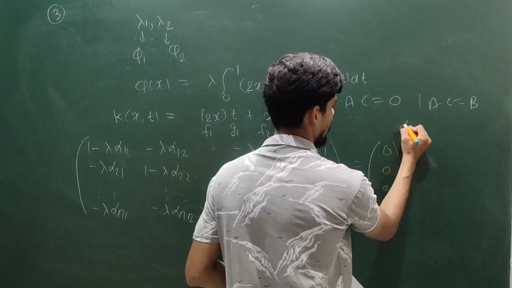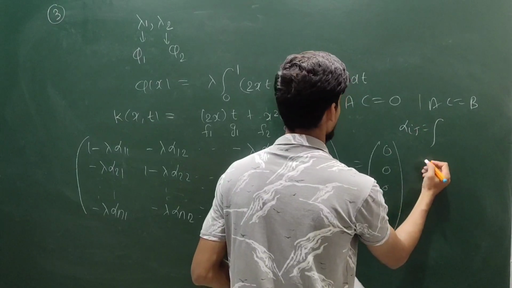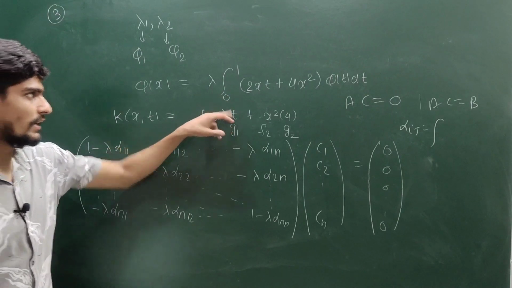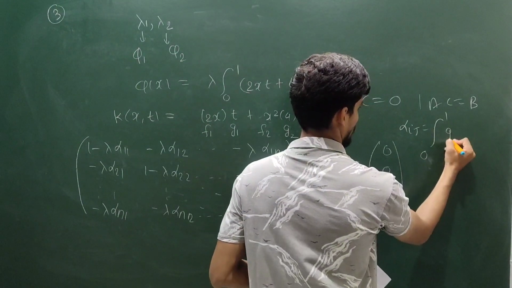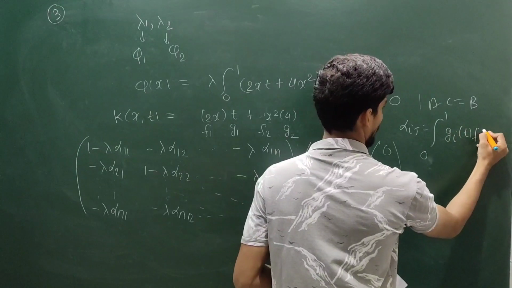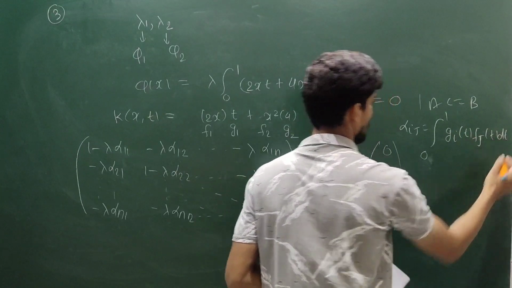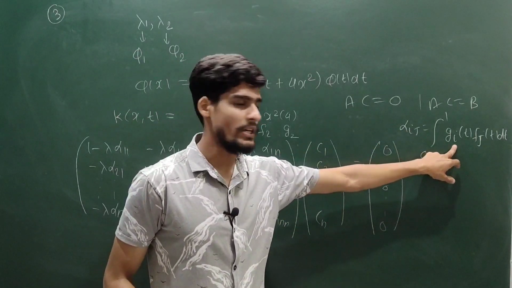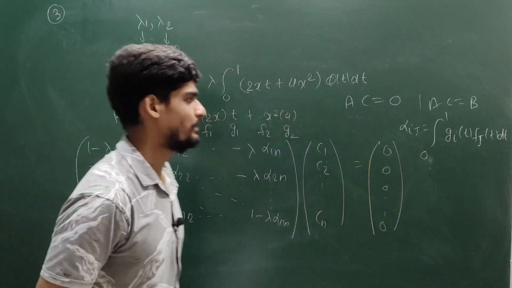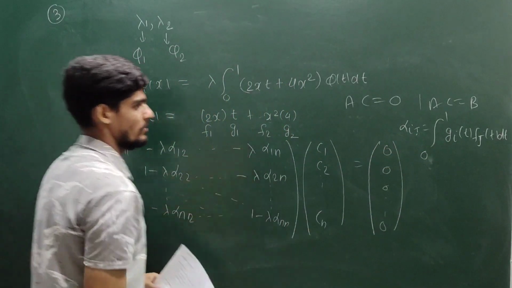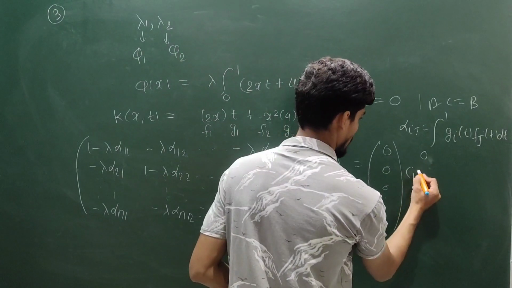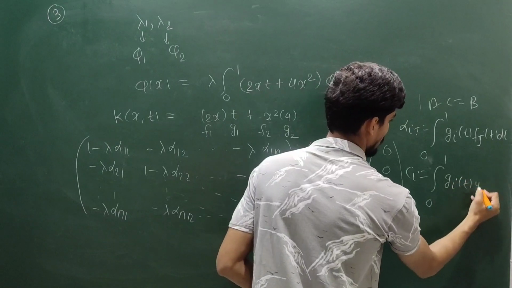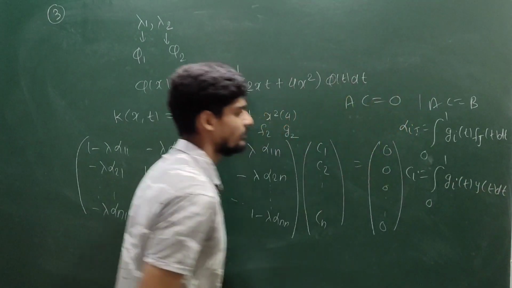So your alpha ij is given by the integral 0 to 1 of gi(t) fj(t) dt. For remembering this formula, the first subscript of alpha will be changing through g and the second subscript will be changing through f, where fi, gi are from this. And your ci is given by the integral 0 to 1 of gi(t) y(t) dt.